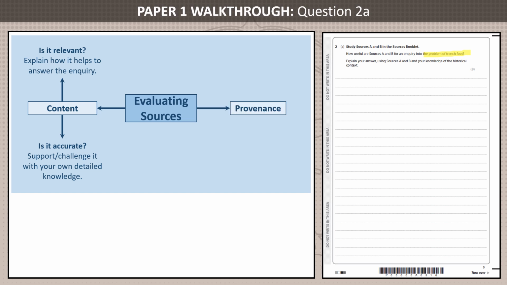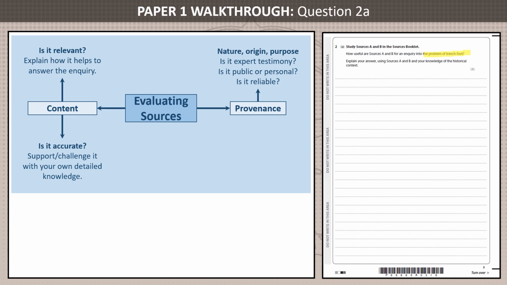When it comes to the provenance, we might look at the nature, the type of source, the origin, who made it, when and where, and we might look at the purpose of the source. Why was it made? And using these things, we could then ask ourselves, is the creator of the source an expert, providing us with expert testimony?